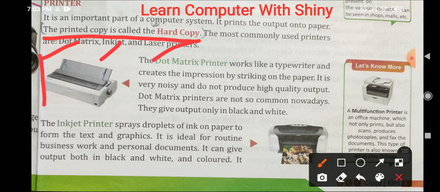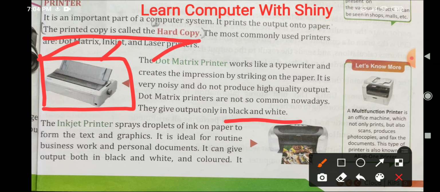The dot matrix printer was used in old times. Nobody uses these kinds of printers now. What happens in a dot matrix printer? It works like a typewriter and creates an impression by striking on the paper. It is very noisy, does not produce high quality output, and gives only black and white output.